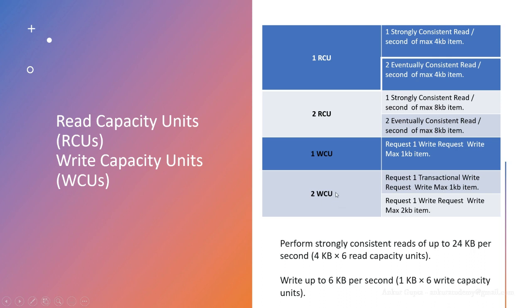Again, consumption of RCUs and WCUs is proportional to the size of data. So if we double the size of an item from 1 KB to 2 KB, your write capacity unit consumption will double as well. This is a very basic calculation that you will have to do to estimate the number of RCUs, or read capacity units, and WCUs you need to set in provisioned mode. And following the same calculation, you can estimate your bills as well.